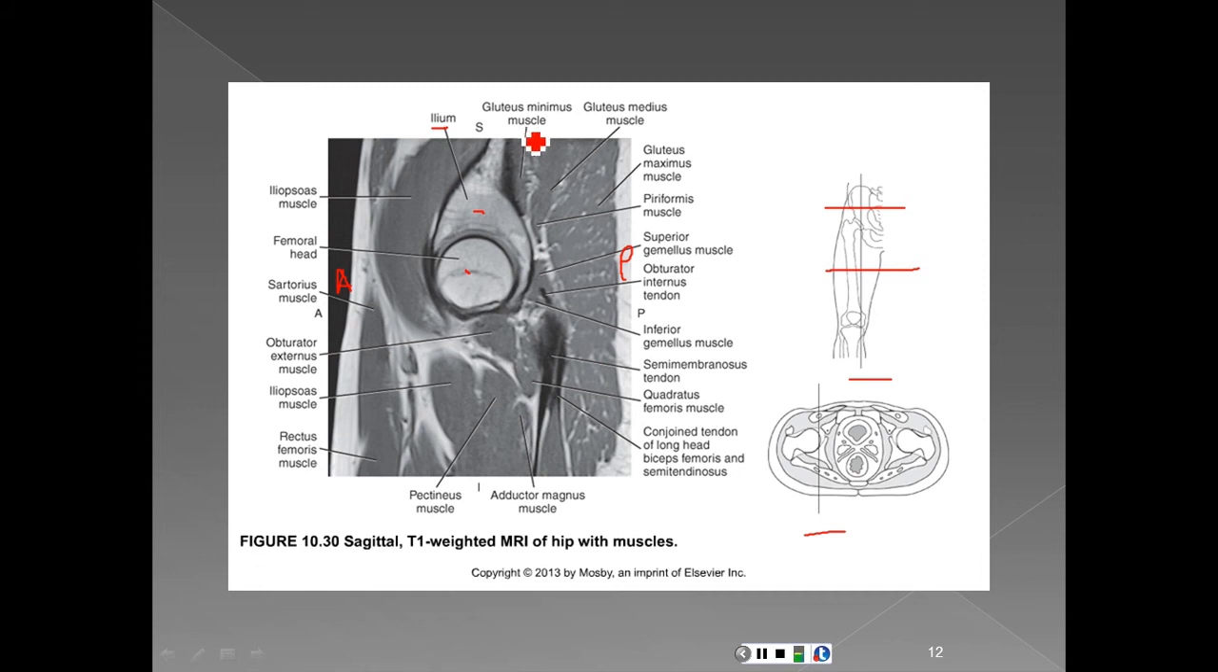Okay, we have the gluteus minimus muscle and the gluteus medius. So we have the gluteus minimus. There's the dividing line, and then you have the gluteus medius, and there's your dividing line, and then we have the gluteus maximus. Here's the little tip of the piriformis muscle.